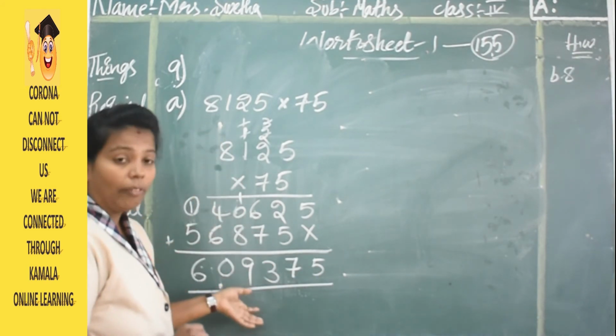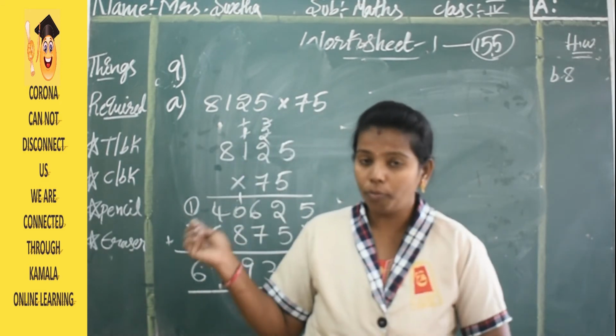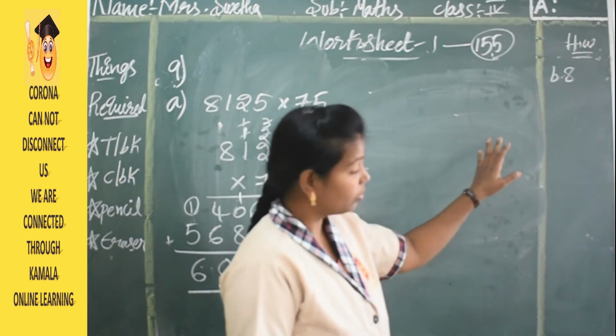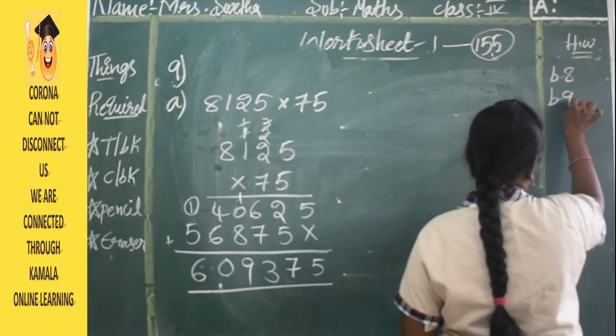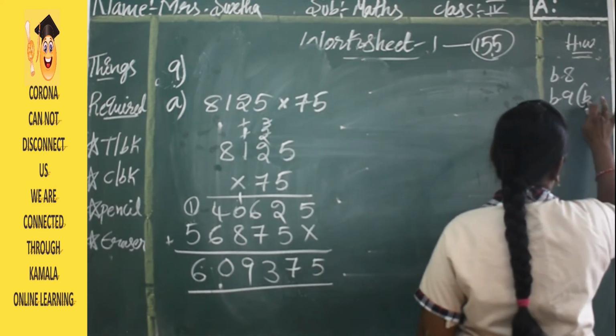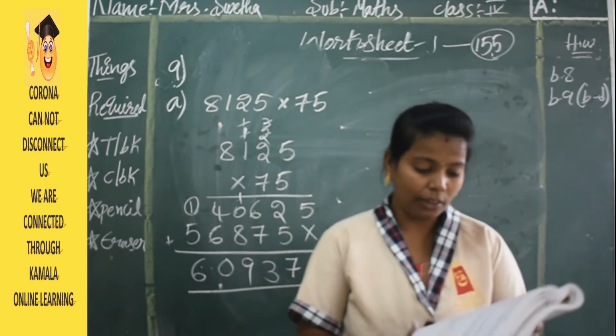Okay, so like this you have to do the multiplications. In this you have the same type of multiplications here, so you do the other multiplications. So bit 9, B to D, you do the other multiplications. Now we will start with the 10th bit.